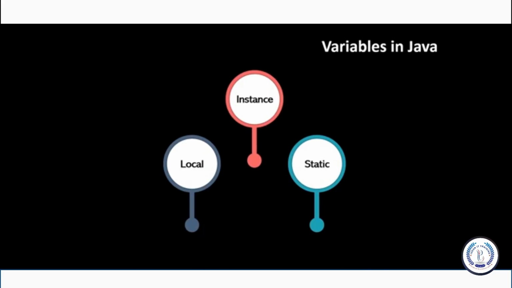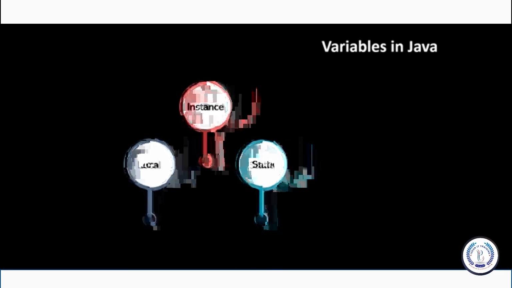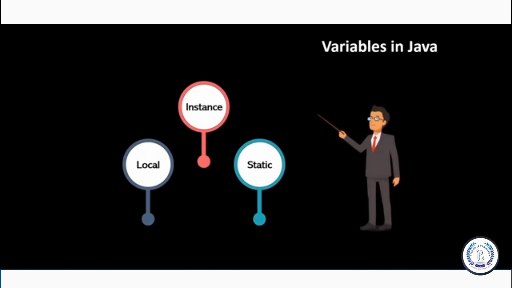Variable is the name of the memory location, and there are three types of variables in Java, which are local, instance, and static. Let us understand local variable. A variable declared inside the body of a method is called local variable. You can use this variable only within that particular method, and other methods in the class will not be aware of that particular variables which are used in your local class. A local variable cannot be defined with the static keyword.